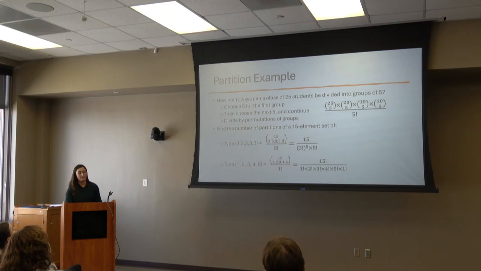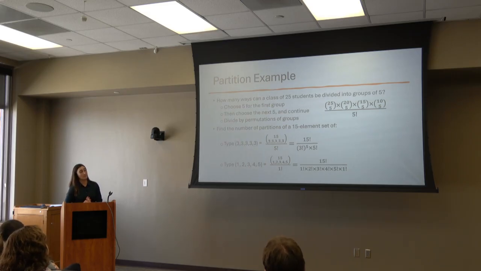And then we have our last regular combinatorial method, and that's partitions. So we want to find the number of ways a class of 25 students can be divided into groups of 5. We'll have 25 choose 5 for that first group, and then we'll do 20 choose 5, 15 choose 5, and 10 choose 5. 5 choose 5 is just 1, so it's just multiplying by 1. And then we can divide by 5 factorial to get rid of the permutations of those groups, kind of what we did for that combination example.